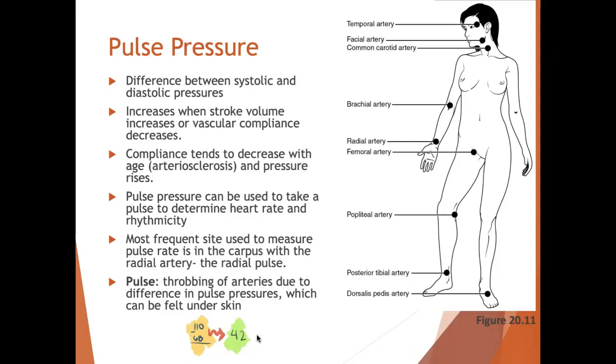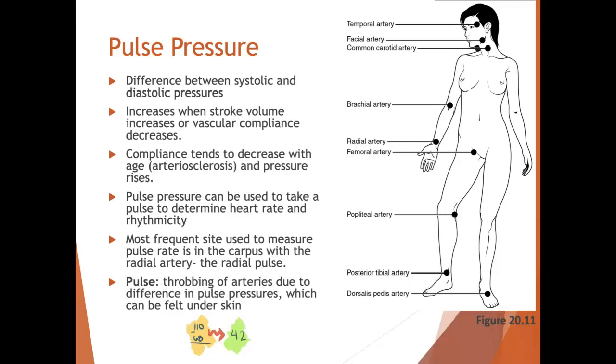Remember, stroke volume is the amount of blood that is exiting the heart per beat, and the vascular compliance is going to decrease. Compliance tends to decrease with our age due to things like atherosclerosis, where we have the buildup of plaque in the wall and our vessels are not able to contain as much blood within them, and that will cause the pressure to rise.